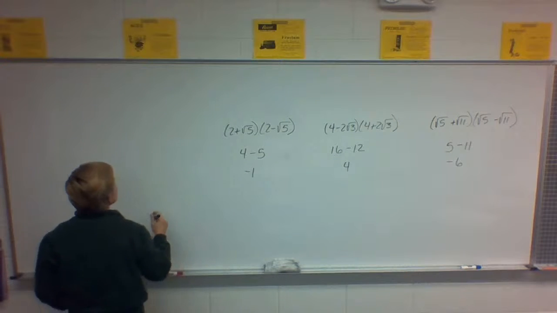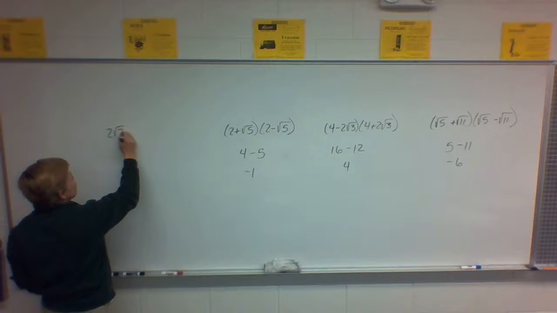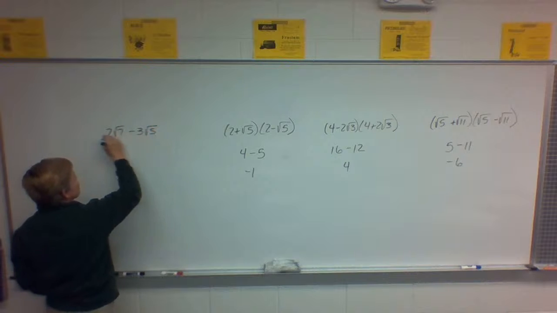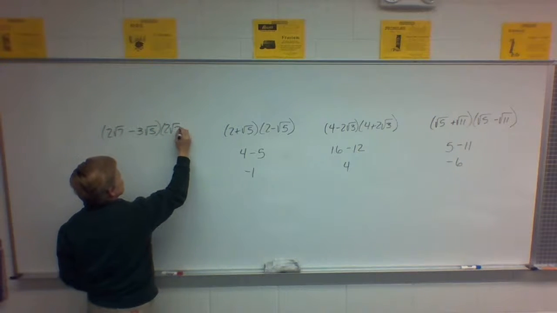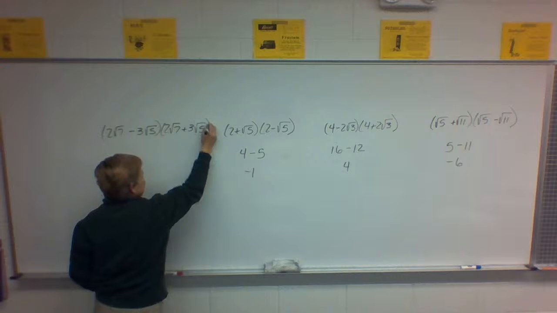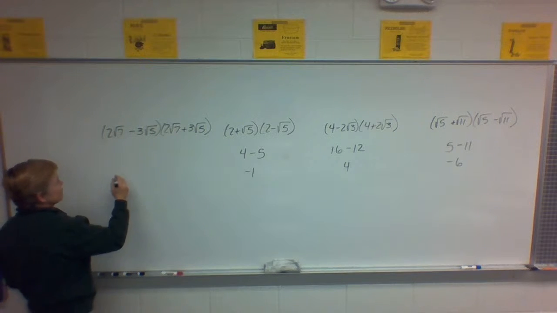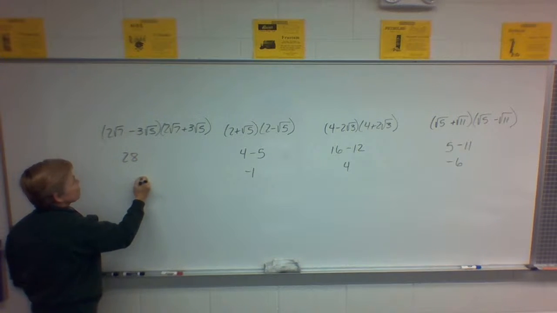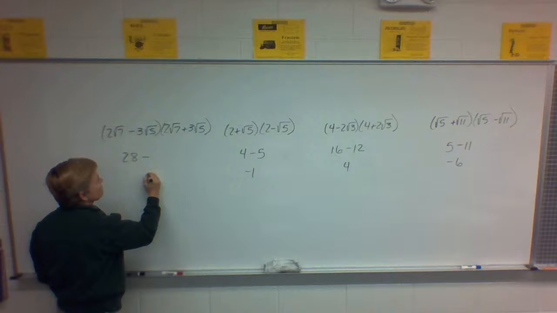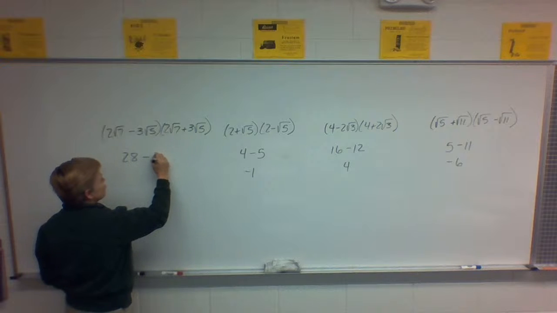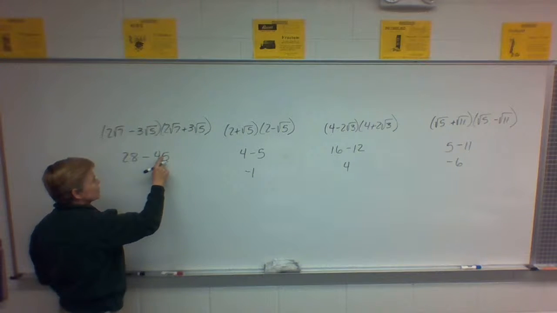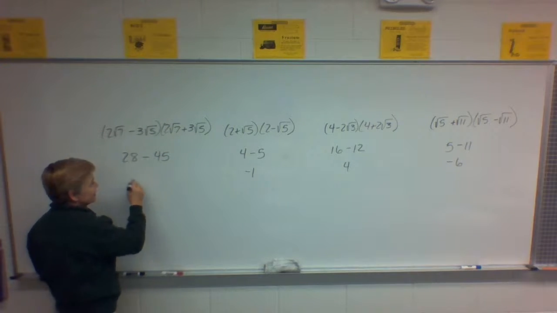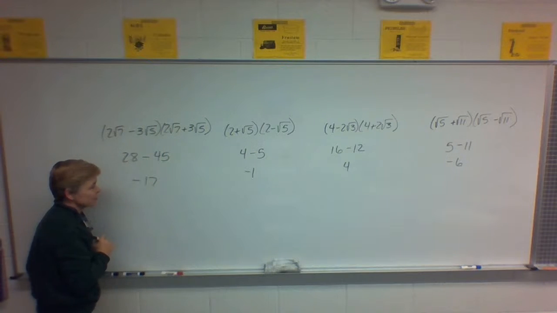Let's do one more. Let's take 2 root 7 minus 3 root 5. This will be a lot of arithmetic for you. And 2 root 7 plus 3 root 5. Tell me what you get for that. 14? Oh, no, it's 28. I think it's 28. Do you agree it's 28? Did y'all make that leap? Minus 45. 9 times 5, 45. Now, this is a little bit harder to do the arithmetic. What do you get when you subtract those? -17.